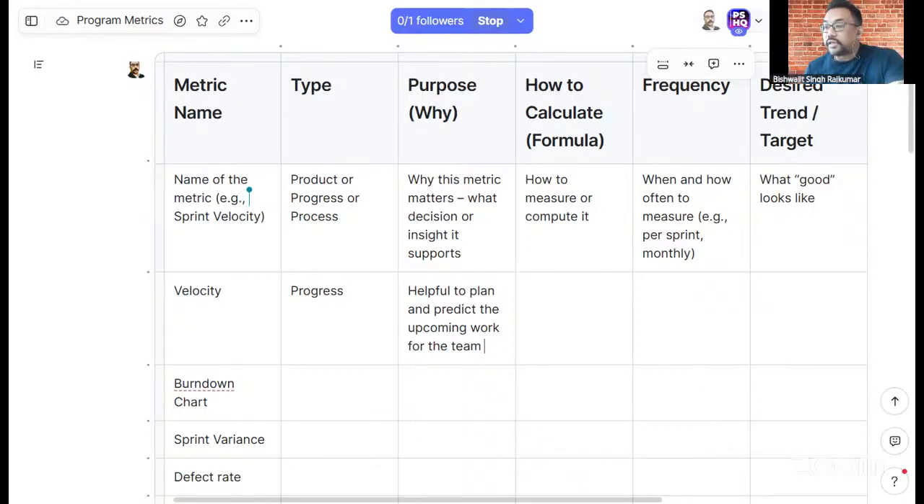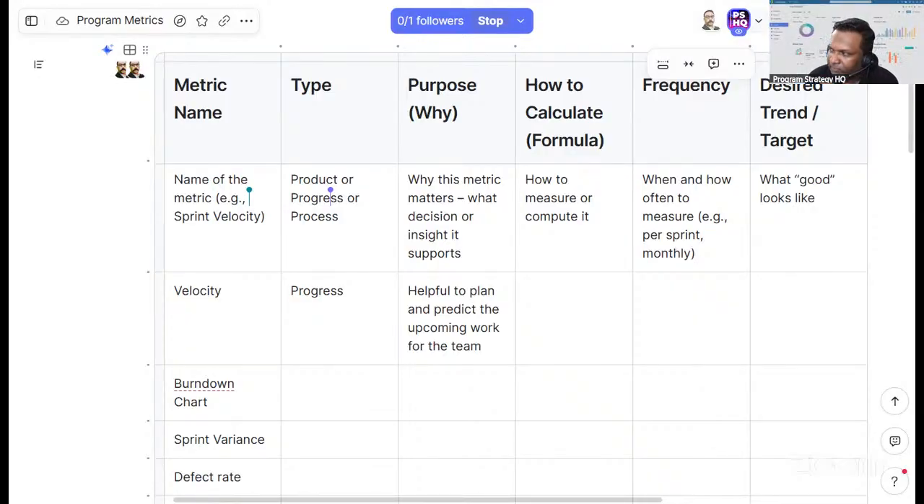So what happened in our case is that with velocity we try to have an average value for it. So we know what our average velocity is. In that way, we can predict how much work we can take up based on the available capacity of the team. Yes. In my previous projects, we took an average velocity of the last six sprints. There is an option for selecting 3 sprints or 3 months or 6 months.